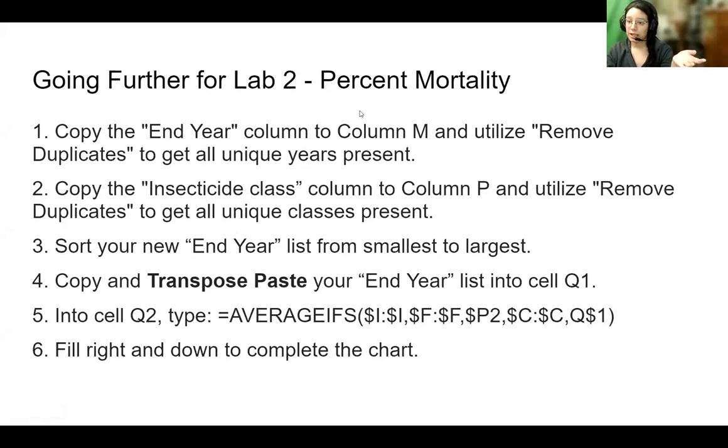And then going further for lab 2, what if we wanted to look at percent mortality based on the insecticide per year? So this is going into those average ifs or count ifs, where we use multiple criteria. And this isn't in your current lab manual, but you will see this in the future, so we'll go over this as well. All right. So really quick, we're going to switch over to Excel.